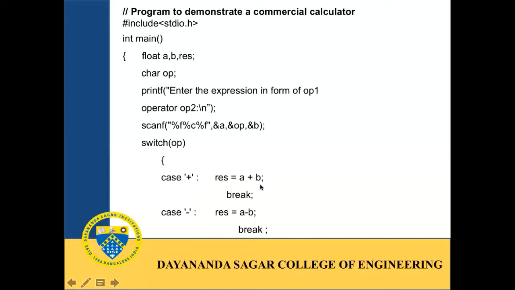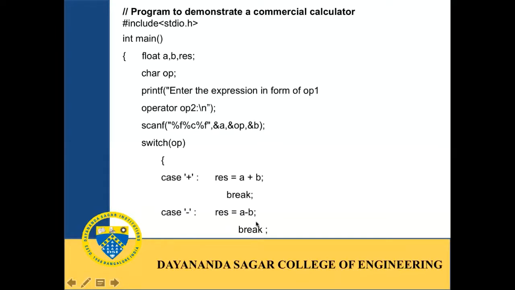Once that is executed, we need to break. That means we have to come out of the switch statement. So that is why we are using an unconditional branching statement, that is break. So break is the one that is responsible to take the control out from the switch statement. Similarly, we have another case for minus. So what if the user wants to subtract 2 numbers? Then the operator should be minus. So when it is minus, we will be executing result is equal to a minus b, right?